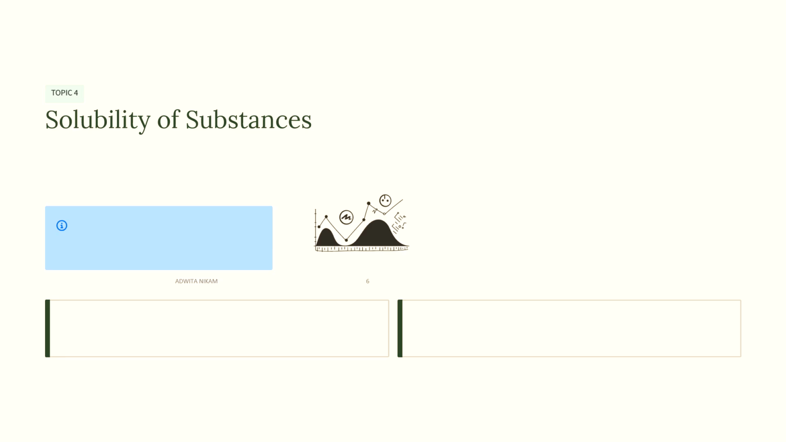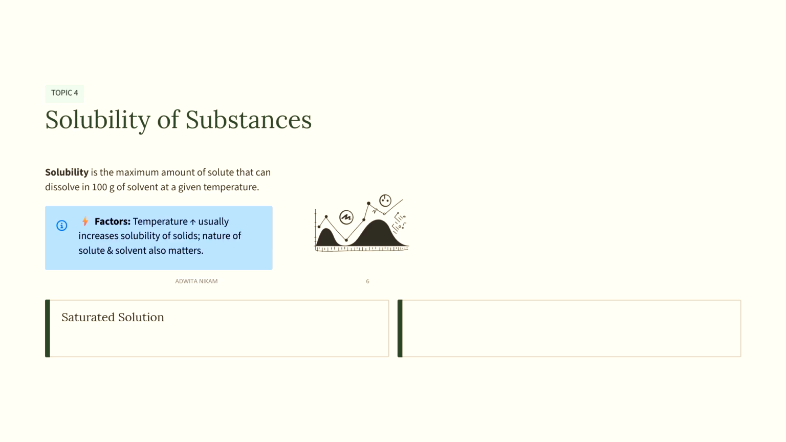This maximum amount of solute that can dissolve in 100 grams of solvent at a given temperature is called solubility. If no more solute can dissolve, the solution is called saturated solution. If more solute can dissolve, it is called an unsaturated solution. Temperature also plays an important role. For most solid substances, increasing the temperature increases their solubility. That's why sugar dissolves much faster in hot water than in cold water.